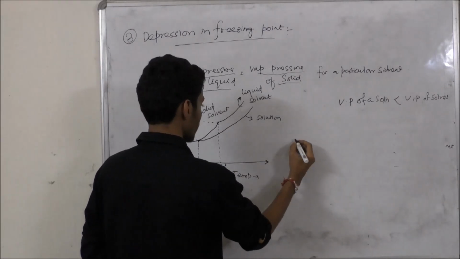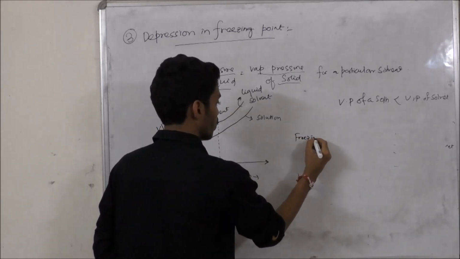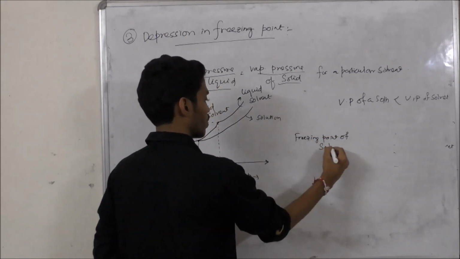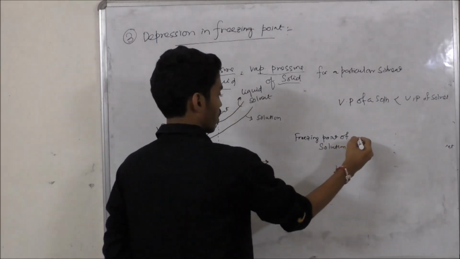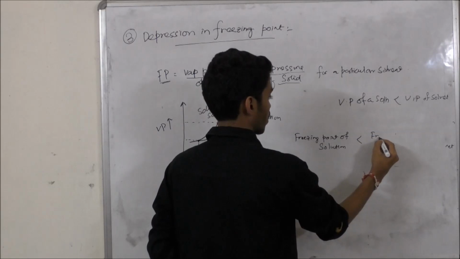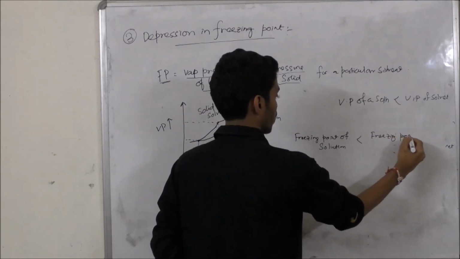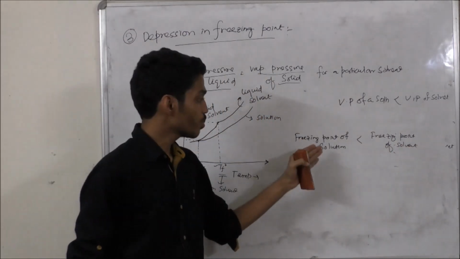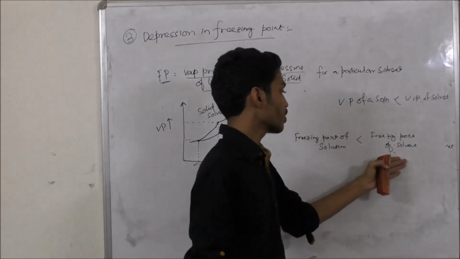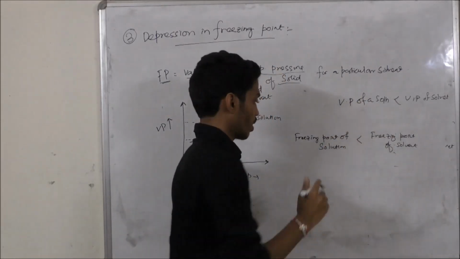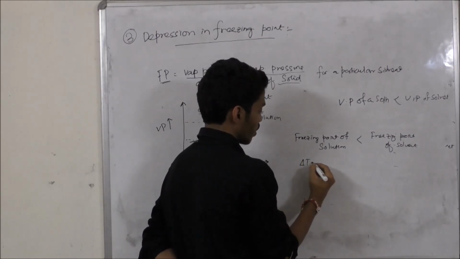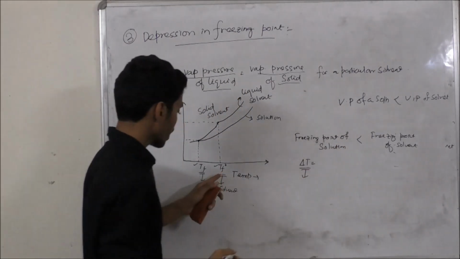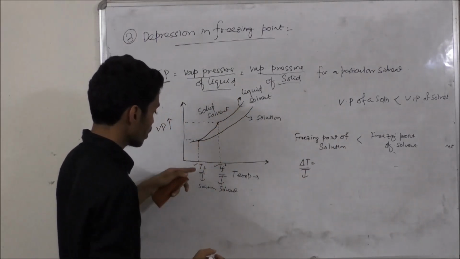So first write, from the graph, the freezing point of the solution is less than the freezing point of the solvent. The difference between the freezing point of the solution and the freezing point of the solvent is known as depression in freezing point. Suppose we call it delta T. For the solution, the freezing point is TF.